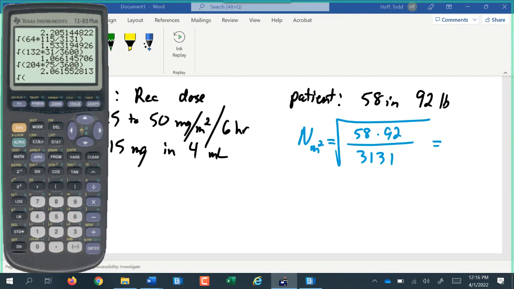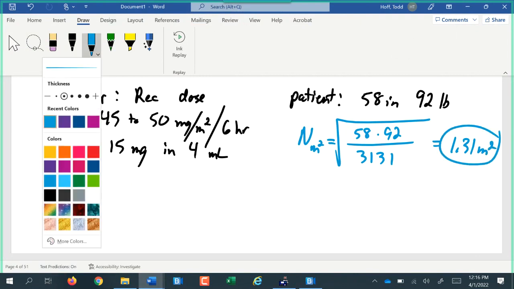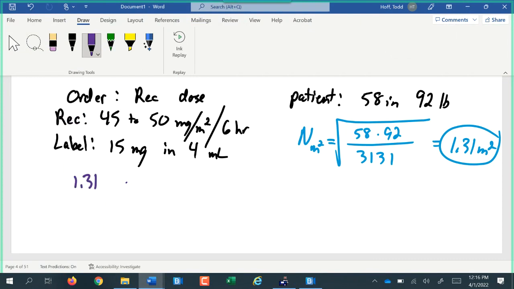Second square root, 58 times 92 divided by 3,131. We get 1.31 meters squared, which is our body surface area. So that's where we begin our dosage calculation with 1.31 meters squared.